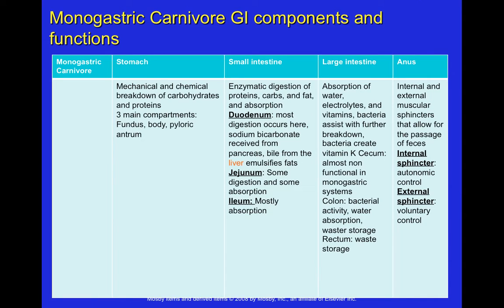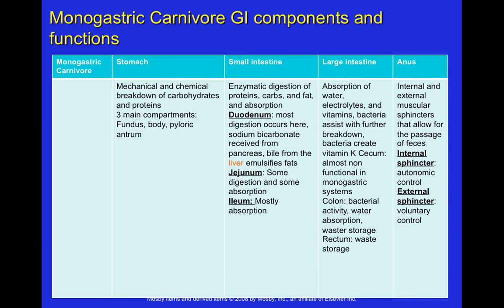In the jejunum, some digestion and some absorption occurs, and the ileum is mostly absorption. The large intestine is absorption of water, that's its number one role, along with electrolytes and vitamins. There's bacteria there to assist with further breakdown, and the bacteria itself can create vitamin K, which is kind of cool. The cecum is almost non-functional in monogastric species, so that's really good to know.